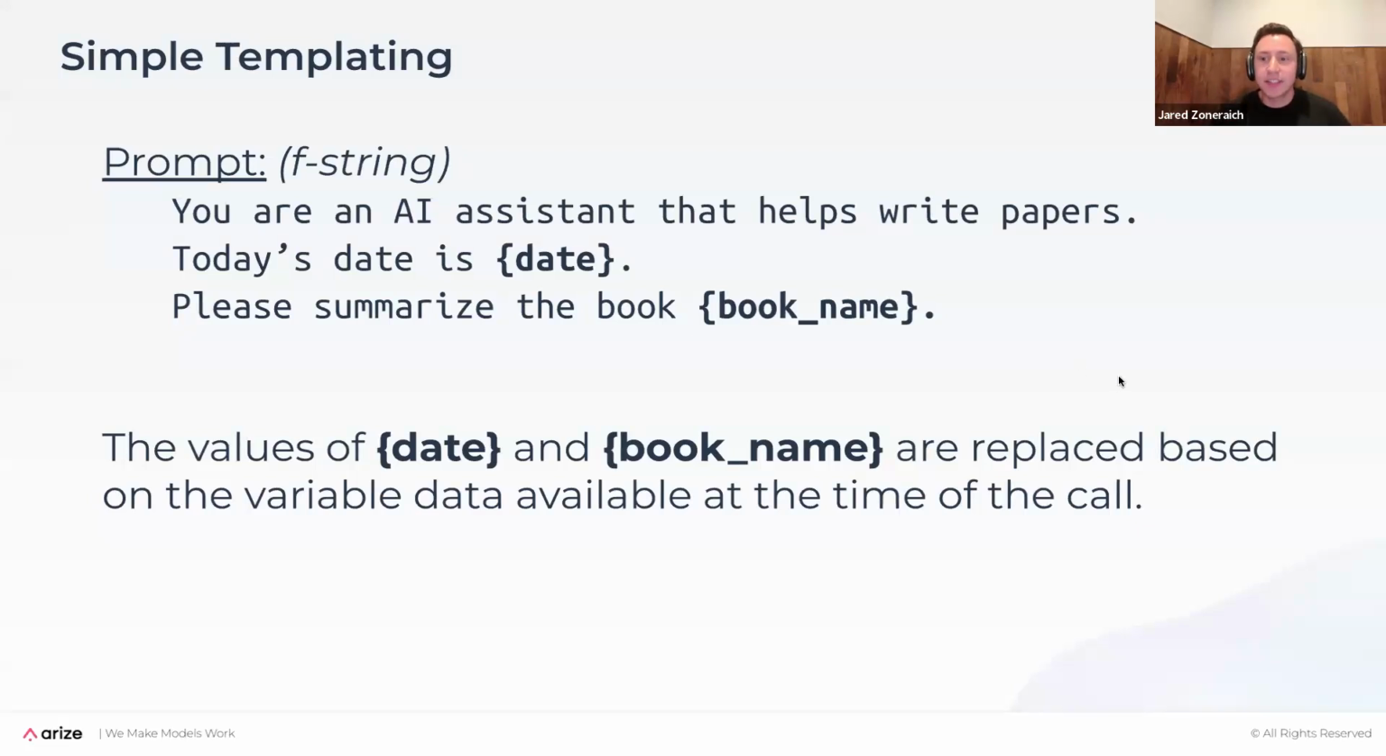So the F string, this is the simplest way. It's like when you make a string in Python and you just do a dot format. As you can see here, you're an AI assistant that helps write papers. Today's date is, then we have a date variable, and then please summarize the book name. So these are the two variables, and it's literally just a plop and replace.